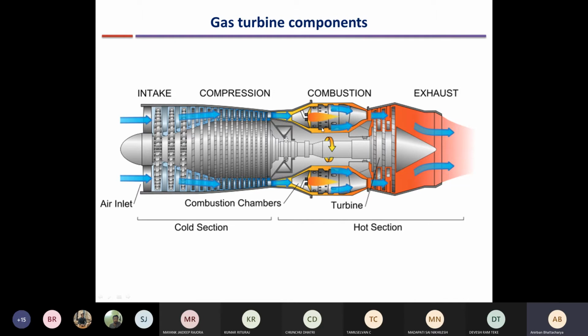But if you want to slow down the air dramatically, then again there is some pressure loss, which will lead to loss of work output in the turbine. So it's a very challenging task, how to do the mixing.